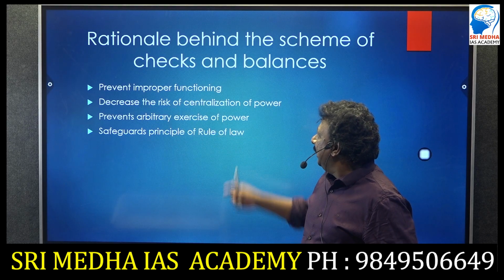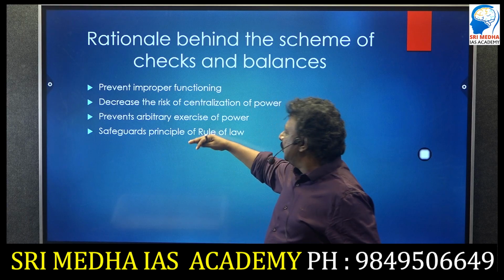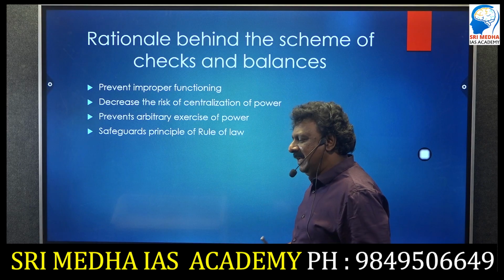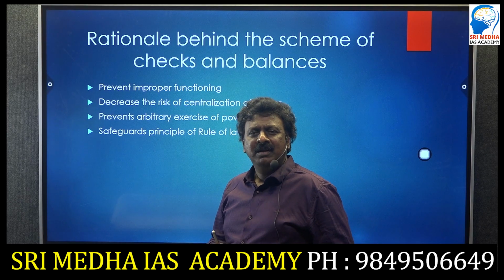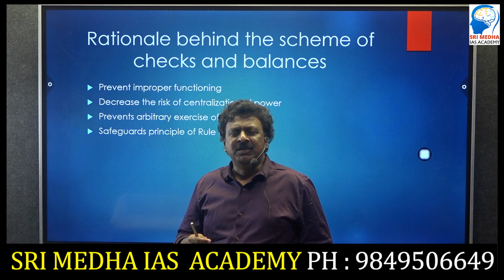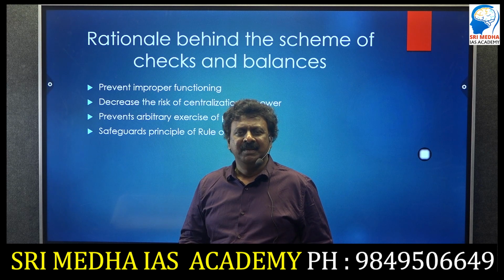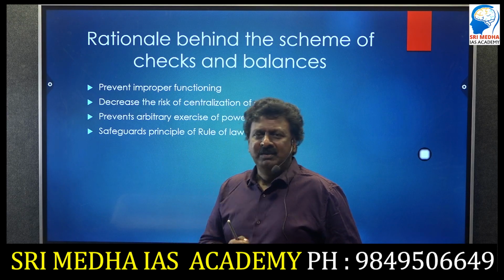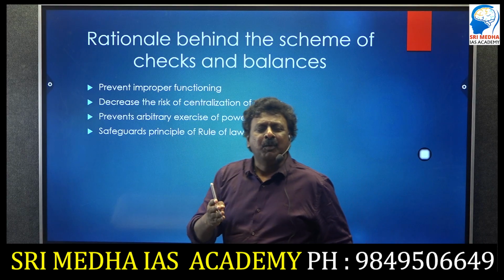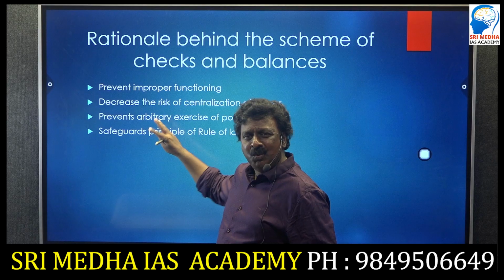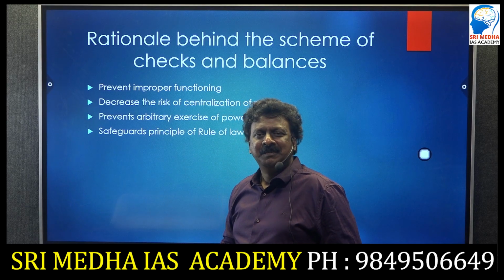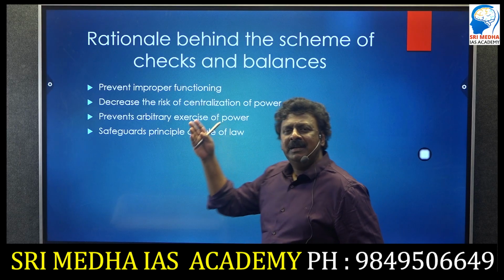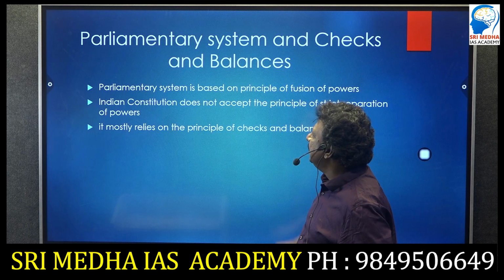And finally, we require a scheme of checks and balances to ensure that the supremacy of law is enshrined, so that nobody, whoever violates the law in whatever capacity, will be allowed to continue to hold any office or authority. So, to prevent the subversion of law and to uphold the rule of law, we require a proper scheme of checks and balances. These are the reasons as to why the scheme of checks and balances becomes necessary. To prevent misuse, to prevent concentration, to prevent arbitrary exercise, and to ensure a rule of law, we require to have a proper scheme of checks and balances.